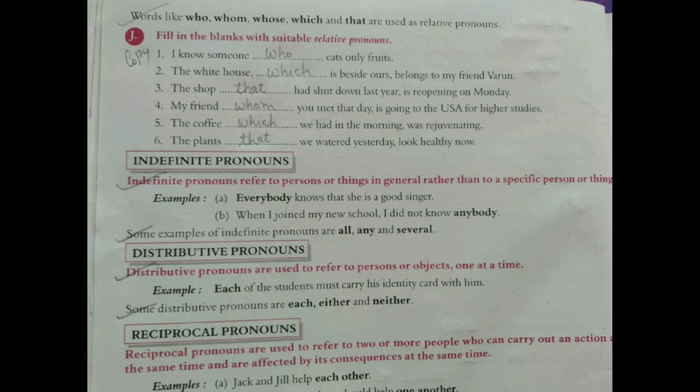5. The coffee which we had in the morning was rejuvenating. 6. The plants that we watered yesterday look healthy now. So you see, in all of the sentences, clauses are joined because of relative pronouns. And all relative pronouns used here are who, which, that, whom, etc. Next is indefinite pronouns.